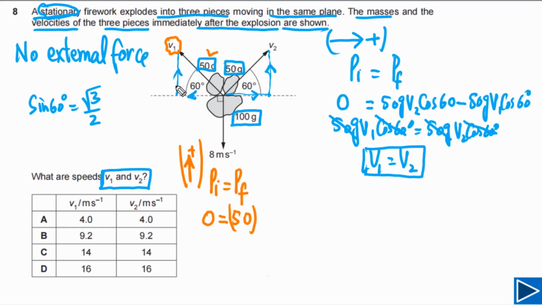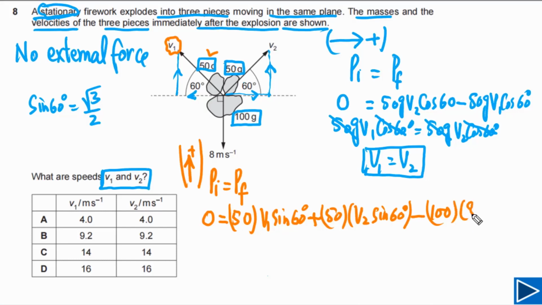And the velocity component along vertical is V1 sine of 60 degrees, plus the momentum of the second piece along vertical. The mass of the second piece is also 50 grams and the velocity component along vertical is V2 sine of 60 degrees. Now if you look at the momentum of the 100 grams piece, its momentum is downward, so we will take this one as negative. So we can write the mass of this multiplied with its velocity. The velocity is negative, downward is negative.